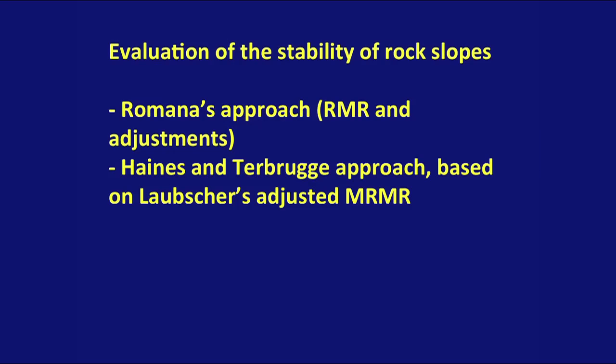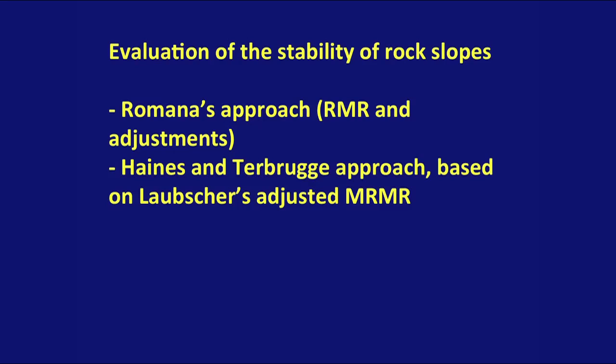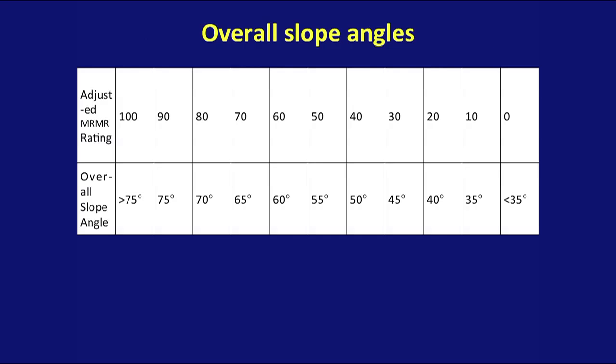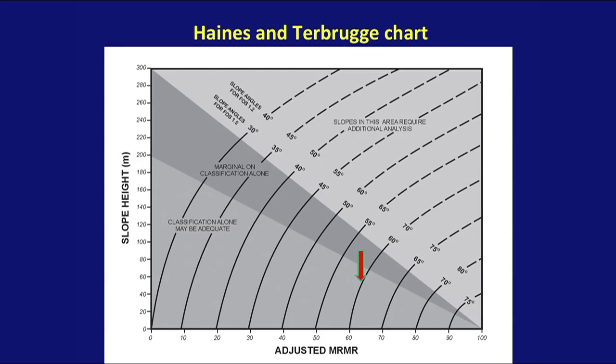Rock mass classification can also be used for the evaluation of the stability of rock slopes. Romana in Spain developed an approach which is based on Bieniawski's RMR and adjustments. I won't describe that here at all. The second one is Haines and Terbrugge, who developed a chart based on Laubscher's adjusted mining rock mass rating, because Laubscher, in his evaluation of case studies, could also determine overall slope angles for cave craters, and he correlated that with his adjusted mining rock mass rating. This is Laubscher's correlation between the adjusted mining rock mass rating and overall slope angle. And this is the chart that Haines and Terbrugge developed as a result of Laubscher's original correlation.